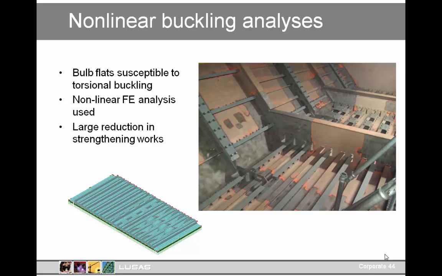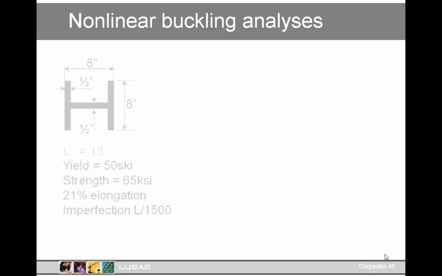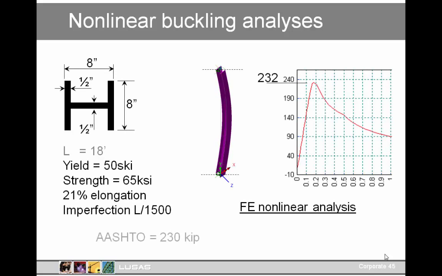So this led to a reduction in strengthening works and cost. For this investigation, they used a nonlinear buckling analysis. Taking our simple strut example, we can carry out a nonlinear analysis and compare the predicted failure load with a member resistance from Ashto.